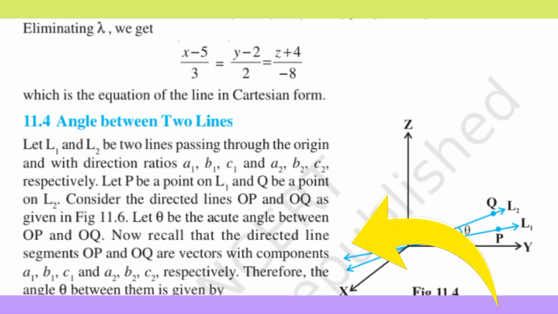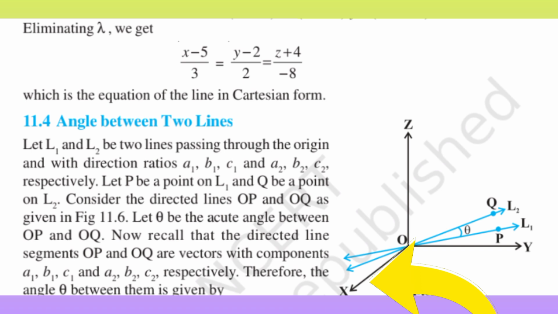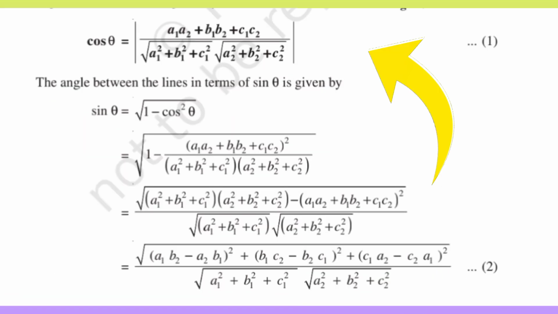Now recall the directed line segments OP and OQ are vectors with components A1, B1, C1 and A2, B2, C2 respectively. Therefore, the angle theta between them is given by cos theta equals the modulus of A1 A2 plus B1 B2 plus C1 C2 divided by under root A1 square plus B1 square plus C1 square into under root A2 square plus B2 square plus C2 square.